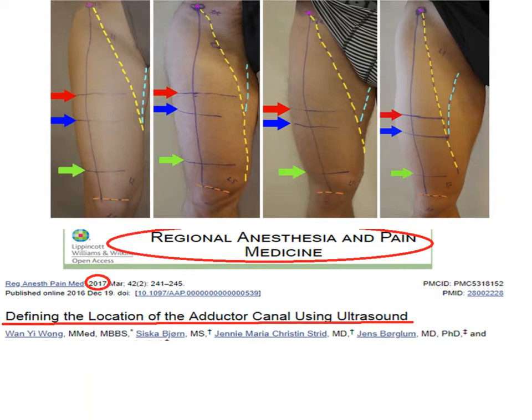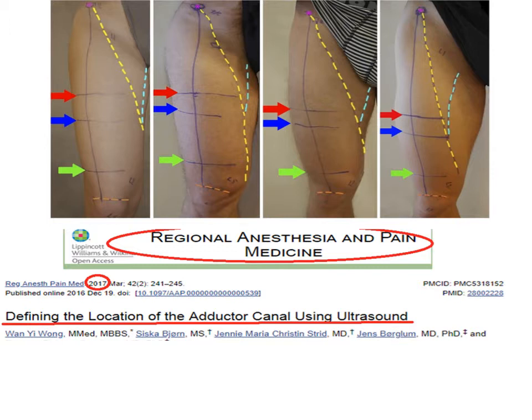Classical teaching for performing the adductor canal block is that the point of injection is the midpoint of the thigh, which is presented by the red arrows here, midway between the anterior superior iliac spine and the medial epicondyle. However, is it truly the start of the adductor canal at this point?